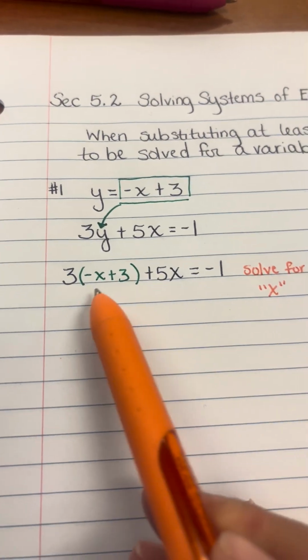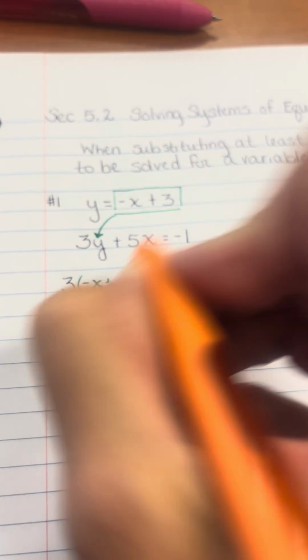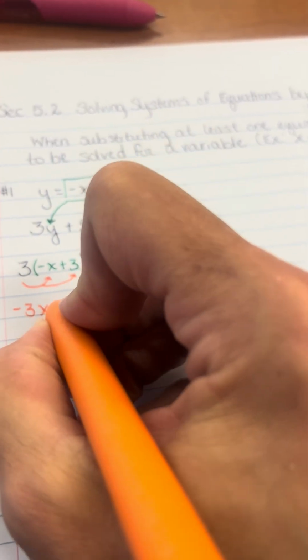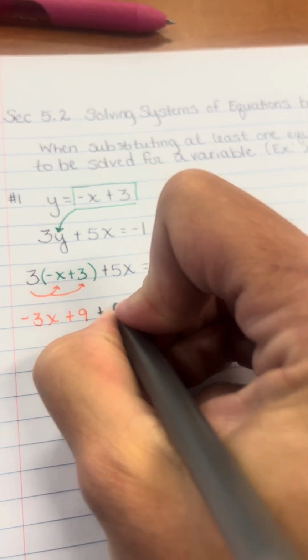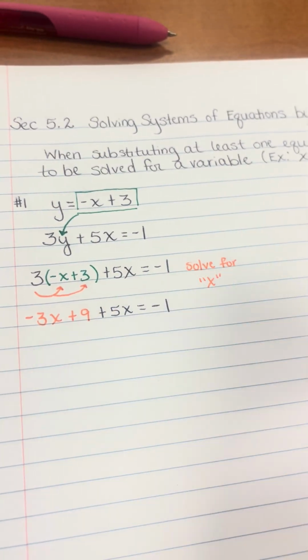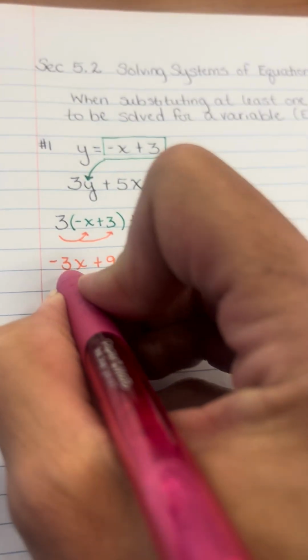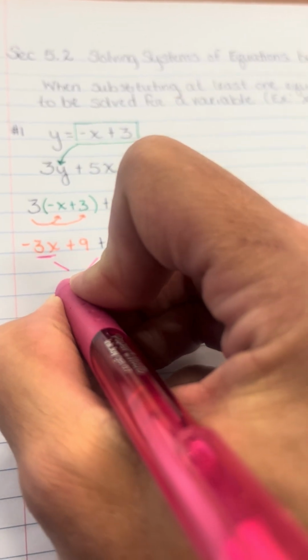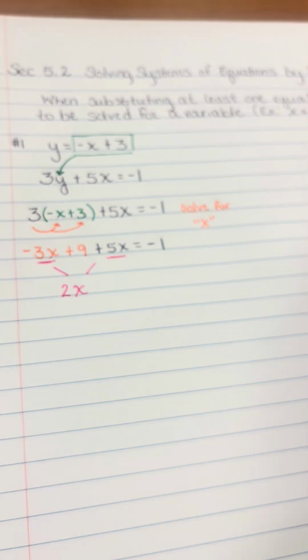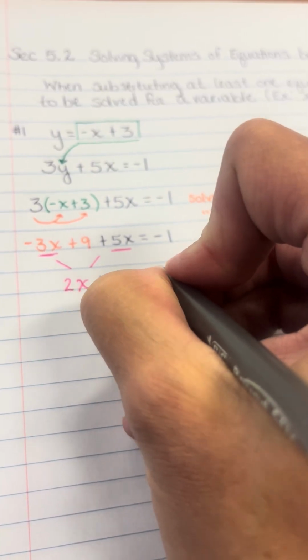So to do that, we need to get rid of parentheses. We can get rid of parentheses using the distributive property. So I'm going to distribute that 3 all the way through. So I'm going to have a negative 3x plus 9, and then I'm going to bring everything else down. Plus 5x equals negative 1. Next step is to combine like terms. So I have a negative 3x and a positive 5x. Those can be combined to give me 2x. And then I'll bring everything else down. So 2x plus 9 equals negative 1.